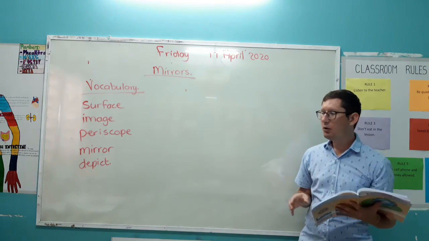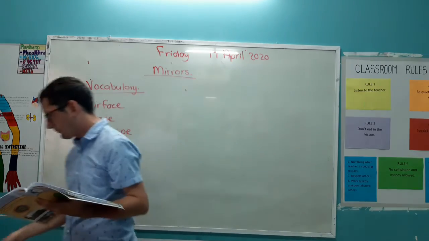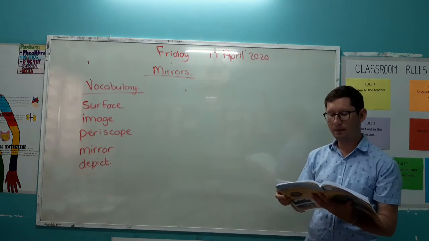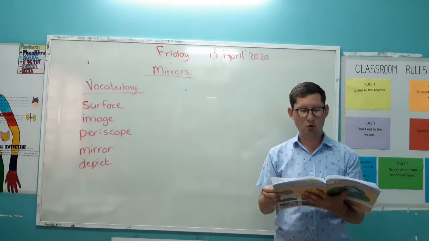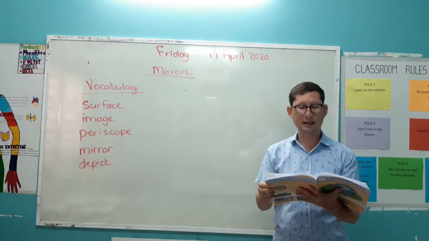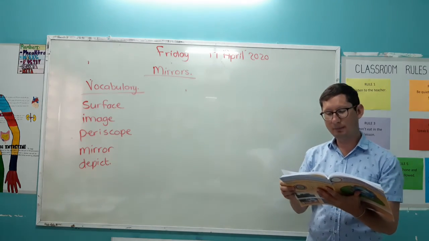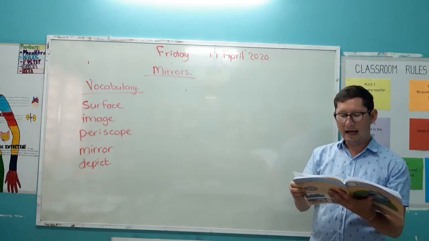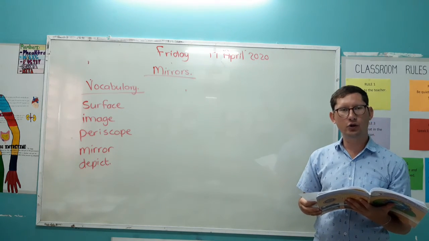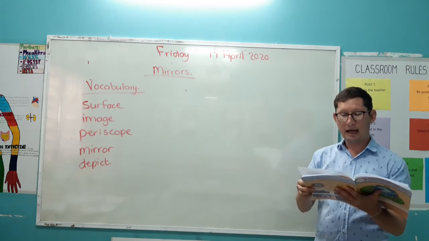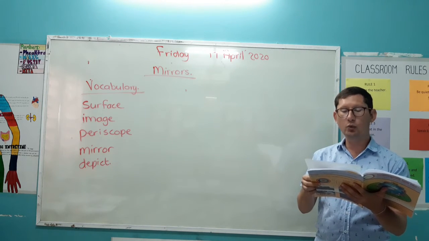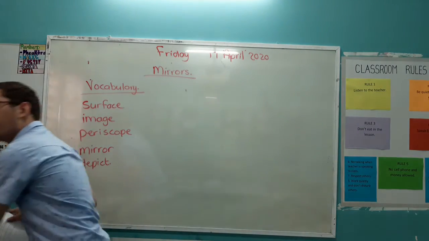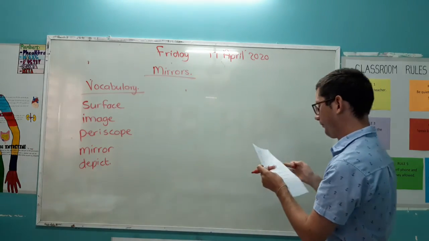Okay. So for social science, I have given you a worksheet. The questions are: what is a surface? What is an image? What is a periscope? What is a mirror? What is depicting? And I also gave you a little activity to do. So let's see. An activity. To do this activity, you will need the following.